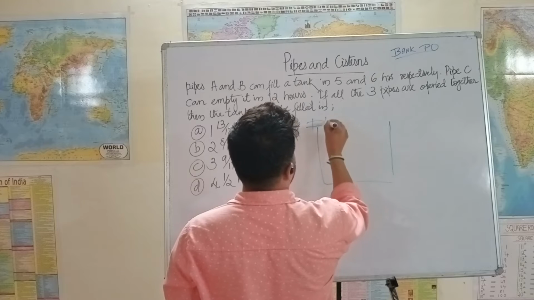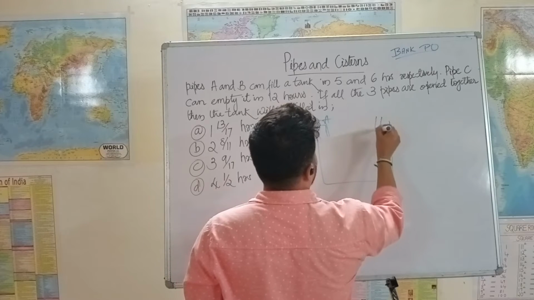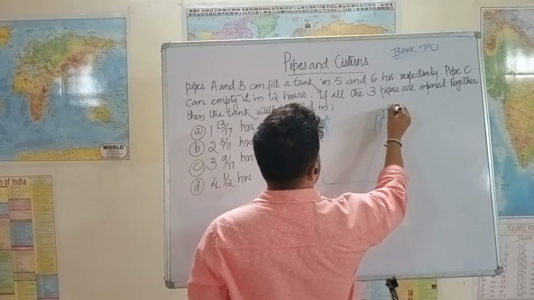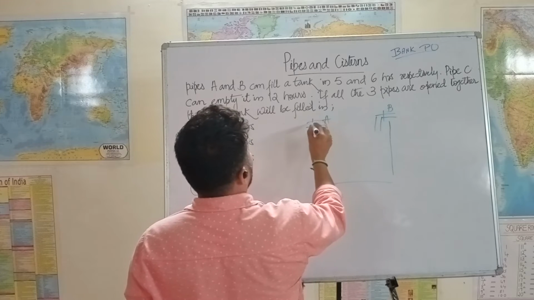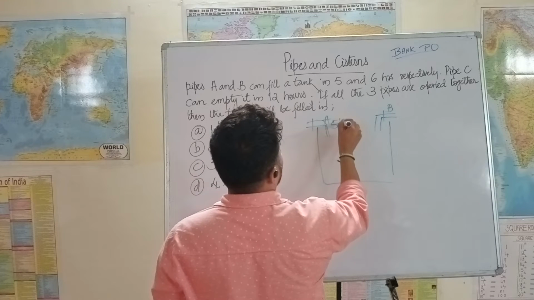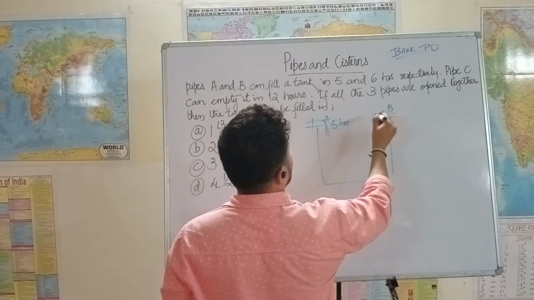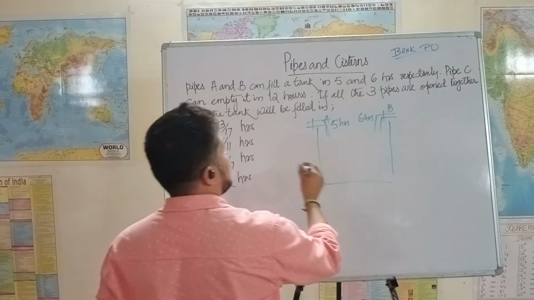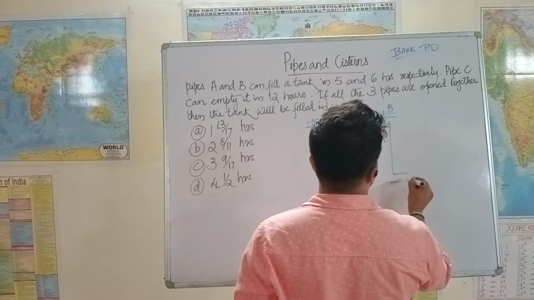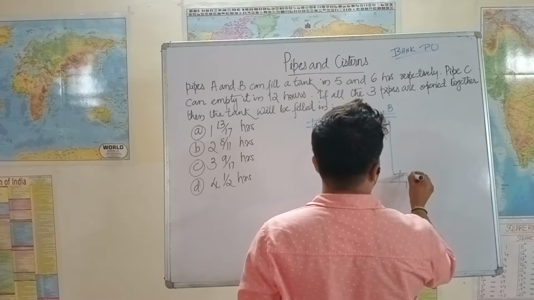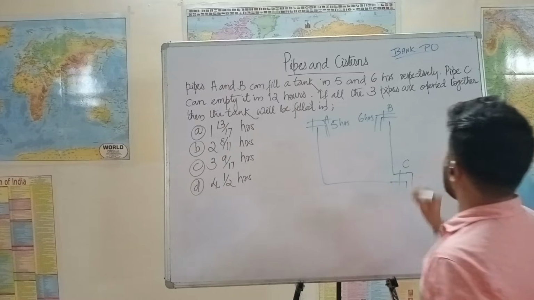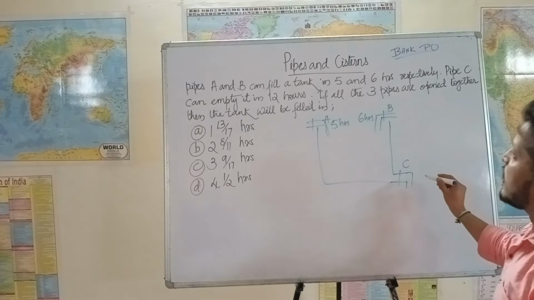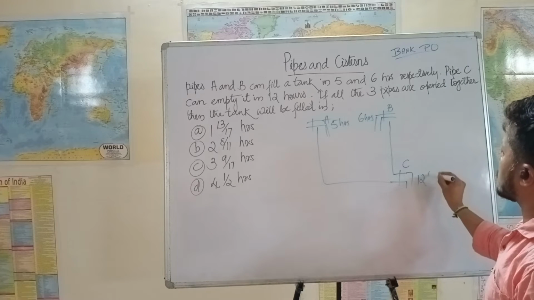There is pipe A and there is pipe B. Pipe A alone can fill the tank in 5 hours and pipe B alone can fill it in 6 hours. And there is pipe C here, which is an outlet. This outlet can empty the tank completely in 12 hours.